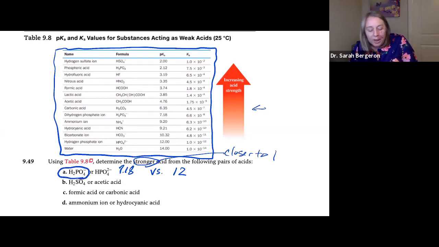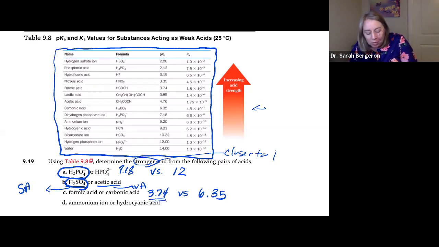All right, H2SO4 or acetic acid. What should you notice about H2SO4? I have 2 more oxygens than hydrogens, so this is a strong acid. So acetic acid's a weak acid. You don't have to go and find the pKa values. You just go, that's a strong acid, it's stronger, right? Formic acid. Formic acid, if we go look on our table, it's 3.74 versus carbonic acid, which is 6.35. So that means closer to 1 is 3.74, or formic acid.